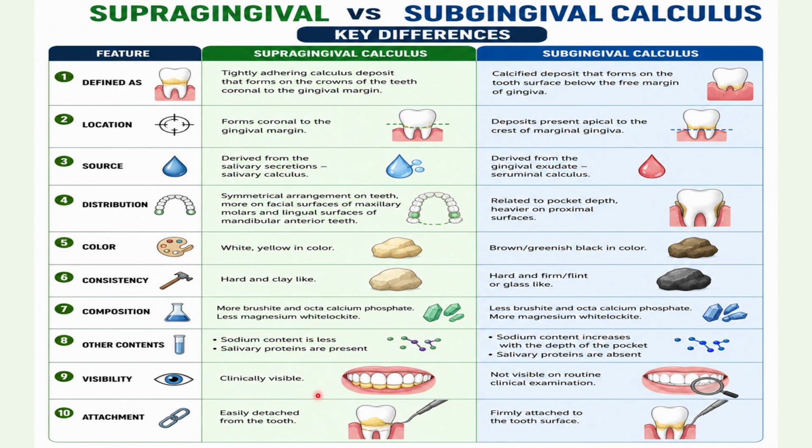Coming to other contents, in the supragingival calculus we can find less sodium content, and salivary proteins are present. And in the subgingival calculus, the sodium content increases with the depth of the pocket, and salivary proteins are absent in the subgingival calculus.